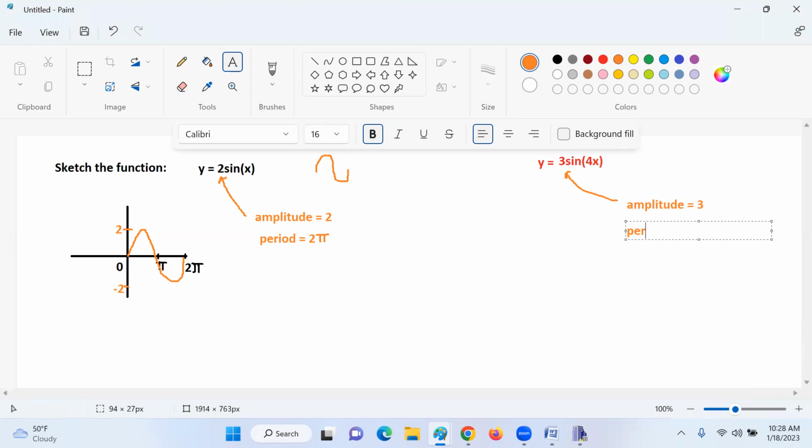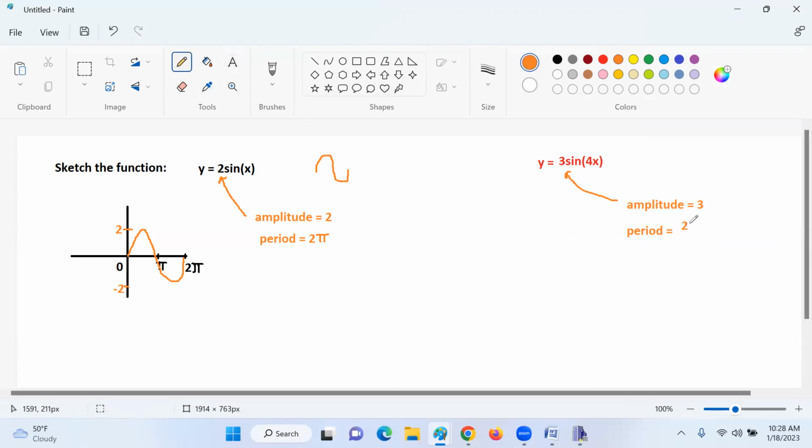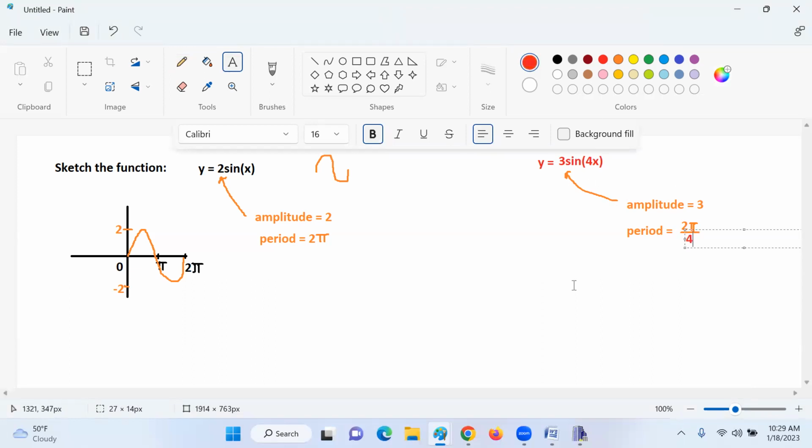Very good. And what is the period for this? So remember, the period for x will be 2 pi. Now we have 4 times x. So for every single x, let's say we have 30 degrees, you have to multiply by 4. So you have to make the period, we have to divide it by 4, correct? Are we good? Because the coefficient is 4. Are we good with this, people?